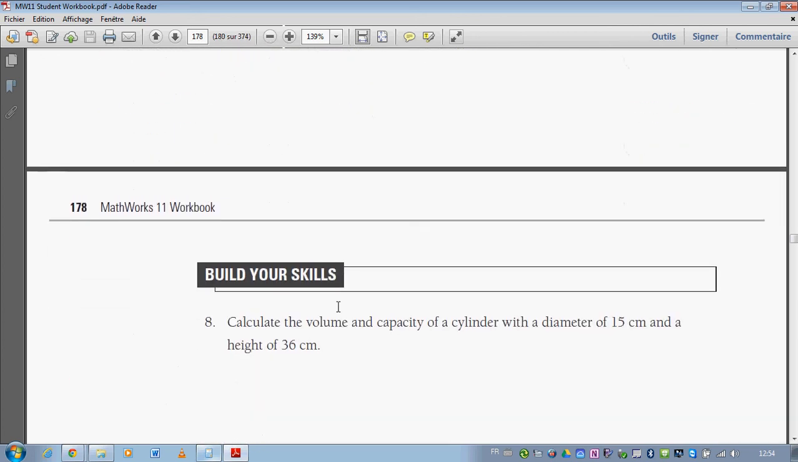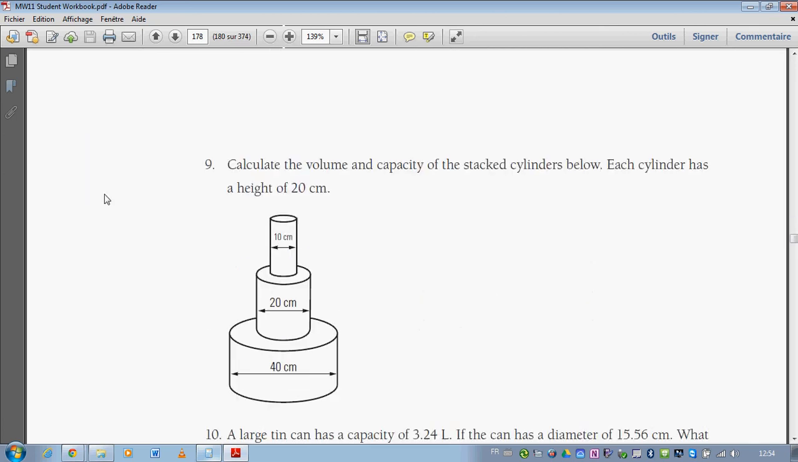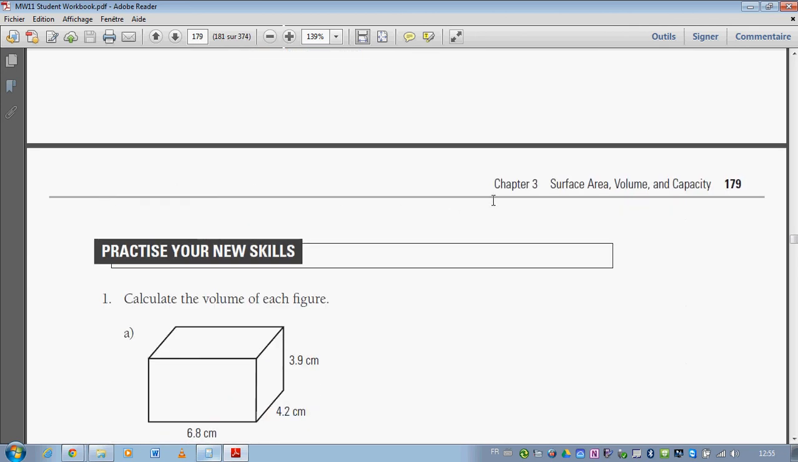Okay. At this point, you can pause the video and get to work on the Build Your Skills questions on page 178. You'll also notice that your Practice Your New Skills questions are also found on the following page, page 179, which concludes this little subtopic.